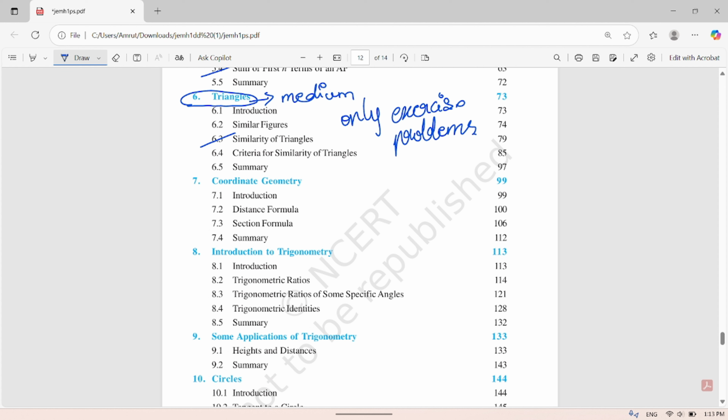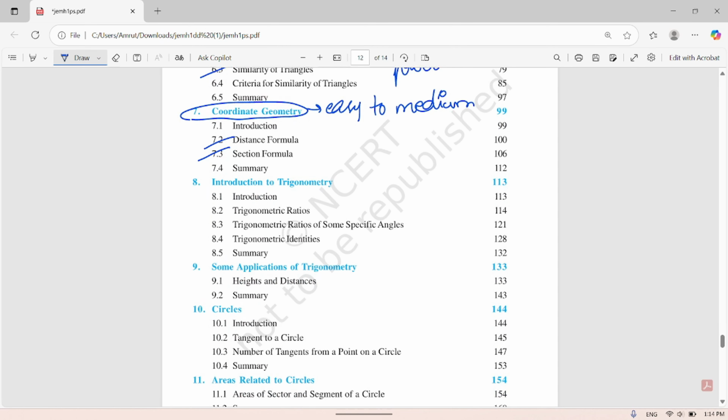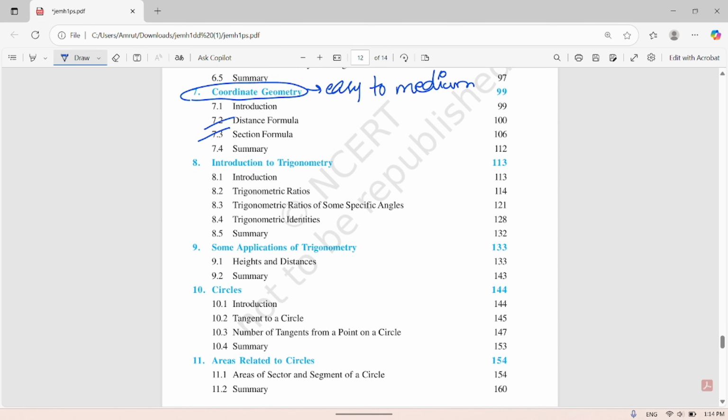The seventh one is coordinate geometry. So I can tell you this is an easy to medium concept. You'll be having the distance formula, and you will be having the section and midpoint formula, which is easy, and you'll be having the area of a triangle formula.